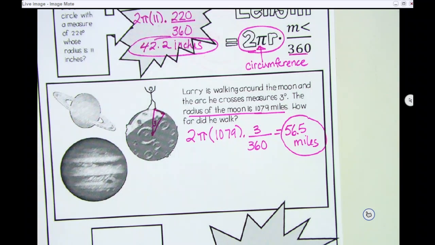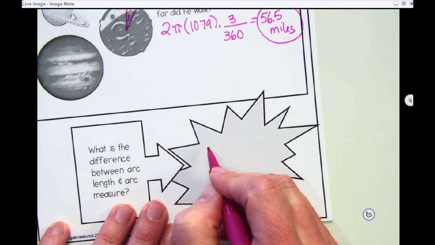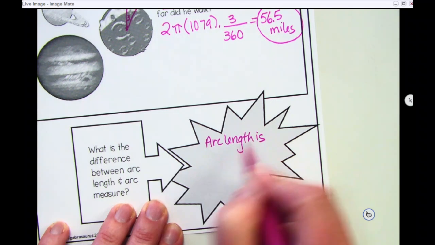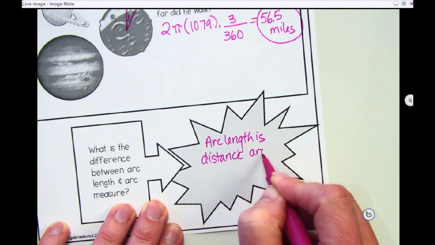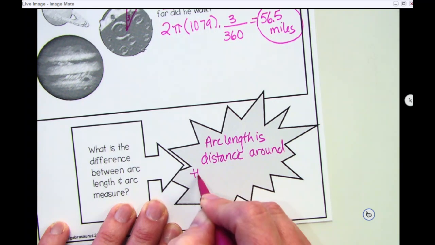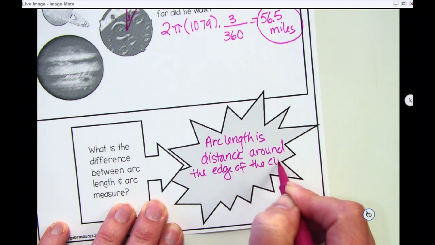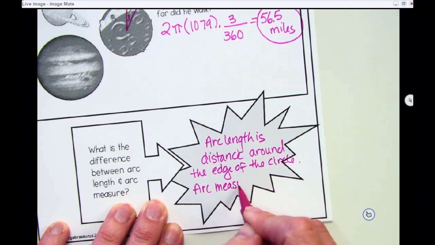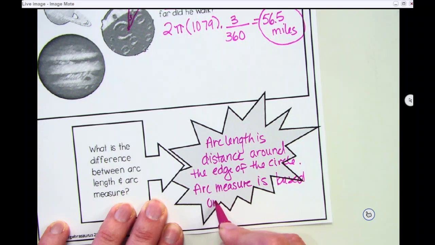How do you feel about that? Thumbs up? Okay, we talked about this, but we didn't write it in. Arc length is distance around the edge of the circle. Arc measure is based on central angle, right?